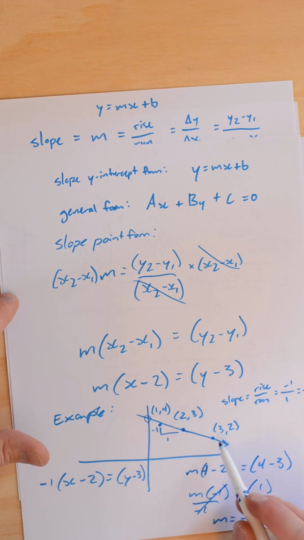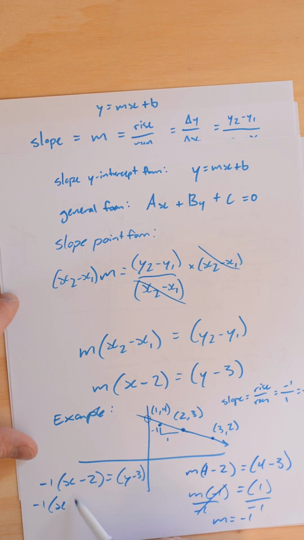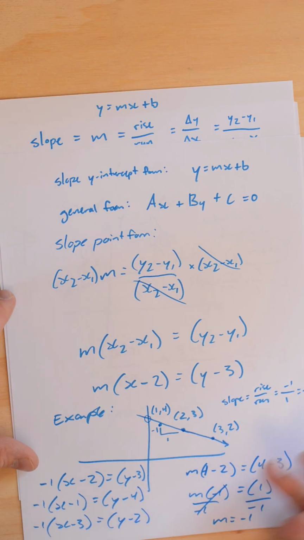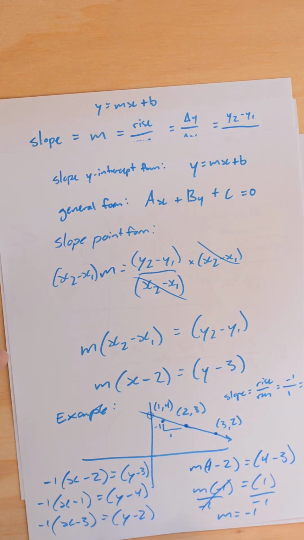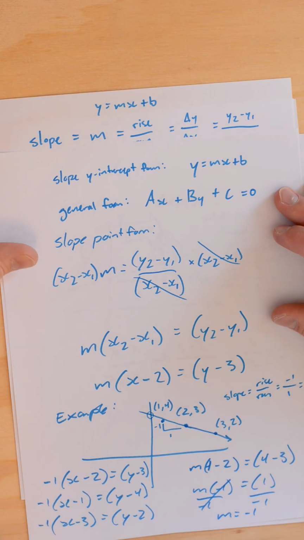That would be slope point form. But again, I could pick any point and put it in my equation. So it could also be expressed as x minus 1, y minus 4. Or it could be expressed as x minus 3, y minus 2. These would all graph the same line. If we had a graphing calculator out, or we wanted to graph them, these would all graph to the same line. Let's do a proof of that now.